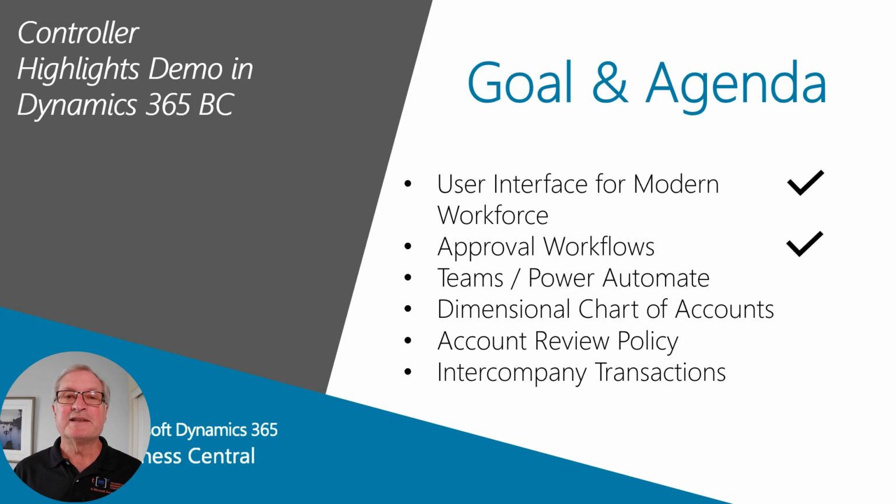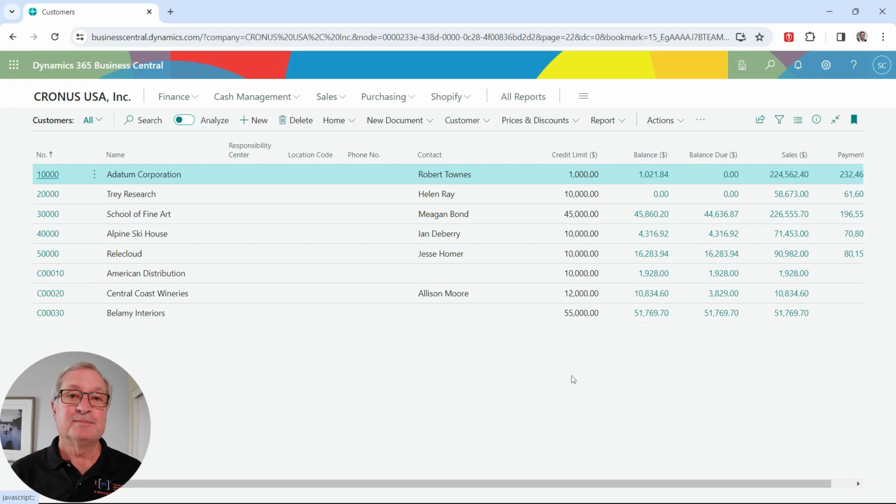Business Central also has a powerful integration into Teams and also Power Automate. Let's take a look at this. This is my list of customers. I have an alert set up in Power Automate that will tell me when a specific customer goes over their credit limit. Here's my list of customers with the credit limit right here. Let's take a look at this customer here. We'll process an invoice to go over the credit limit, and we'll see the result.